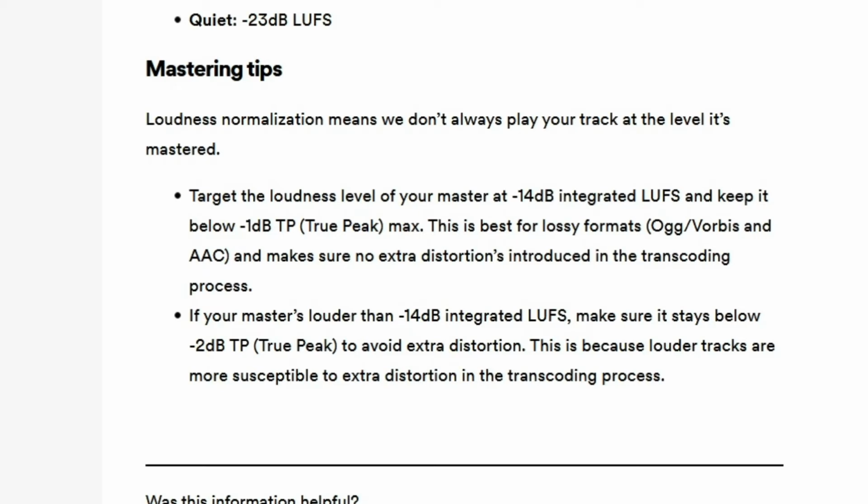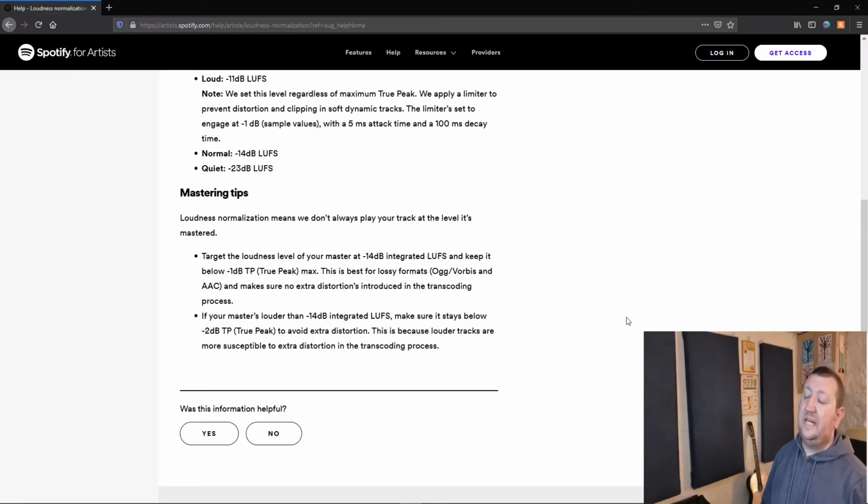The encoding process has the potential to add some gain, so they're recommending if you're mastering to minus 14 LUFS, leave a dB's worth of headroom, so it will take into account the encoding process and any potential gain that will be added as part of that process. Finally, it goes on to say that if your master is louder than minus 14 LUFS, make sure that it stays below minus 2 dB on the true peak value to avoid extra distortion. So you'd want to set your ceiling to minus 2 dBs, and it's because louder tracks are more susceptible to extra distortion in the transcoding process.